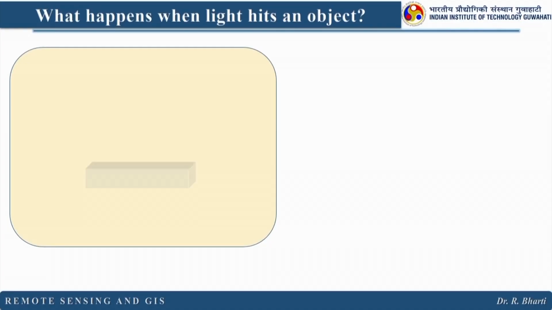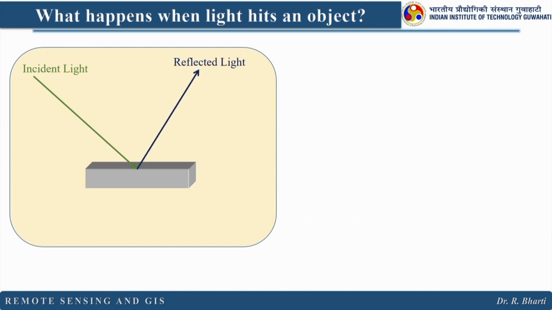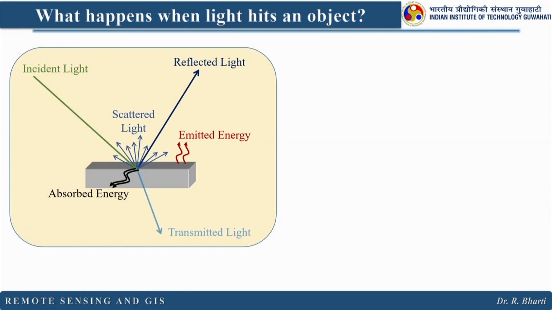So, here you can see there is an object and there is a source, and light is coming from the source to this target, and the light has interacted. Then what will happen? Some amount of energy will get reflected, some will be scattered, some will be absorbed, and some will be emitted by this object. And finally transmitted. So, if you add all these energies, absorbed, transmitted, scattered, emitted and reflected, it will be equal to your incident light.